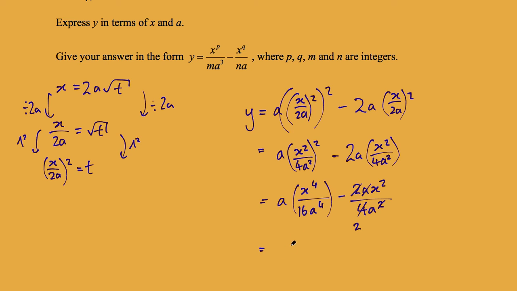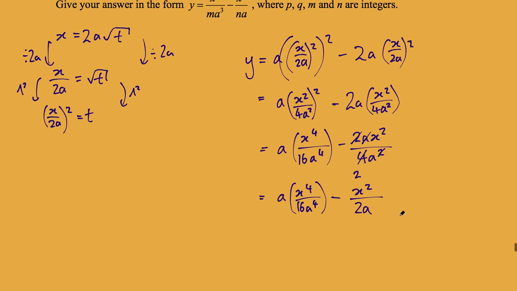So I'll just leave that first bit as it is, a times by x to the power of 4 over 16a to the power of 4, minus, this simplified version is x squared over 2a. And that's already in the way it's meant to be here. X to some power, integer power, x squared over 2a. Do the same with the first part. I've got a x to the 4 over 16 a to the power of 4. The only thing I can cancel here is one of these a's, so that becomes a to the power of 3 instead, minus x squared over 2a. So that leaves me with x to the power of 4 over 16a cubed minus x squared over 2a.